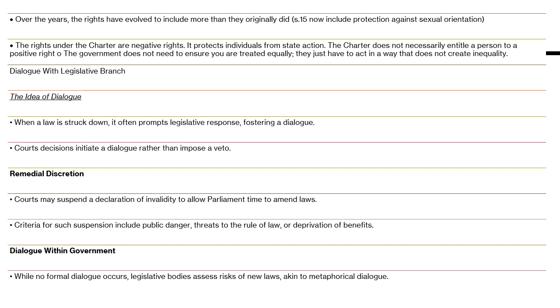Rights under the Charter are negative rights. They protect individuals from state action, meaning the state cannot do such and such thing in a particular situation. The Charter does not necessarily entitle a person to a positive right. Positive rights are the ones that just say, okay, you have this particular thing. But here you will see the language of the Charter says not, cannot discriminate. So the Charter majorly has negative rights. The government does not need to ensure you are treated equally. They have to act in a way that does not create inequality. So this "not" word creates negative rights.